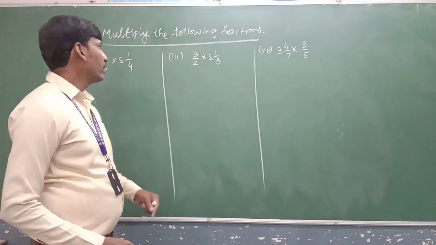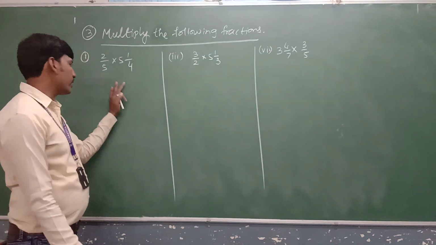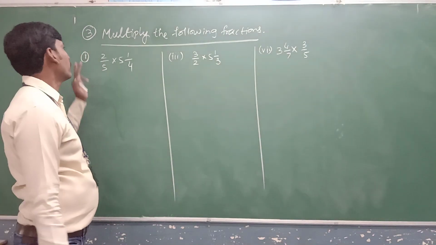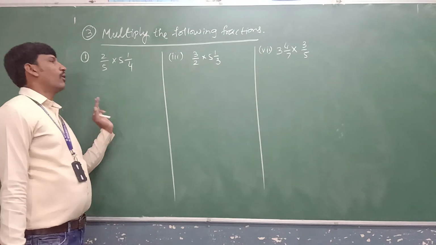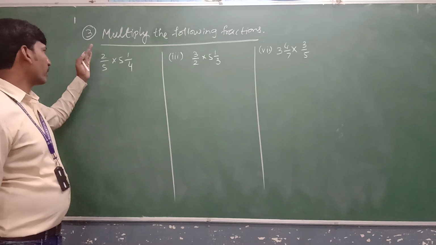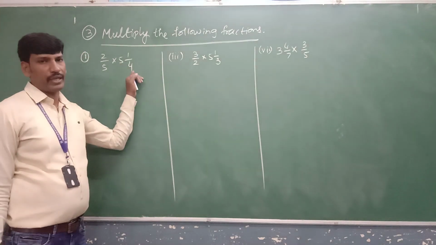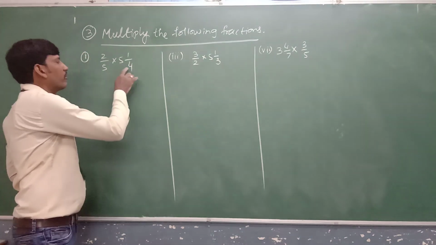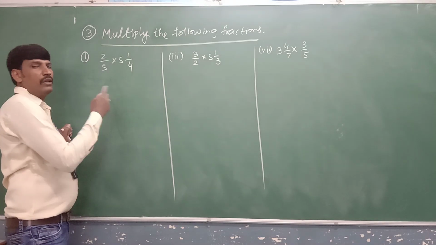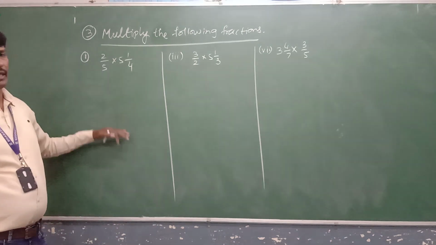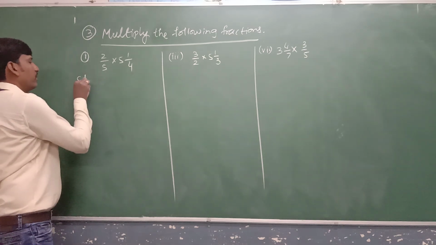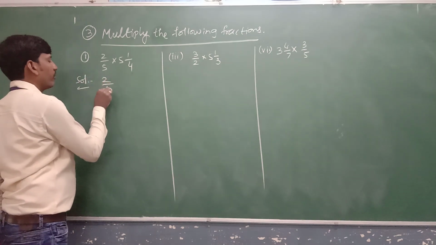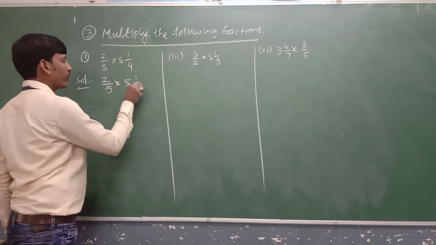Now children, see third question. Second question already we discussed two problems. Now third question, multiply the following fractions. Same process. Here all the questions have a product of a fraction and a mixed fraction. Please convert the mixed fraction into improper, then multiply both the numerators and denominators. That is the main concept. Now see this here. Given that here 2 by 5 into 5 1 by 4.